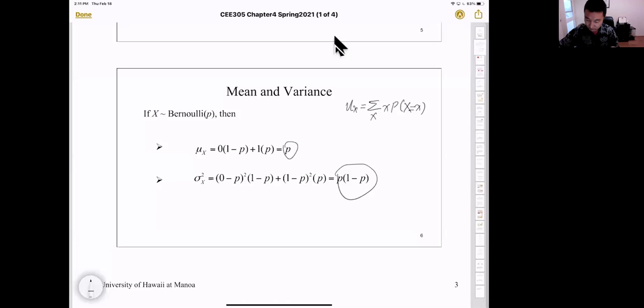Variance. The equation for variance, if you remember, is this: the variance is equal to the sum for x, from 1 to n, of (x minus mu x) squared times P(X = x).